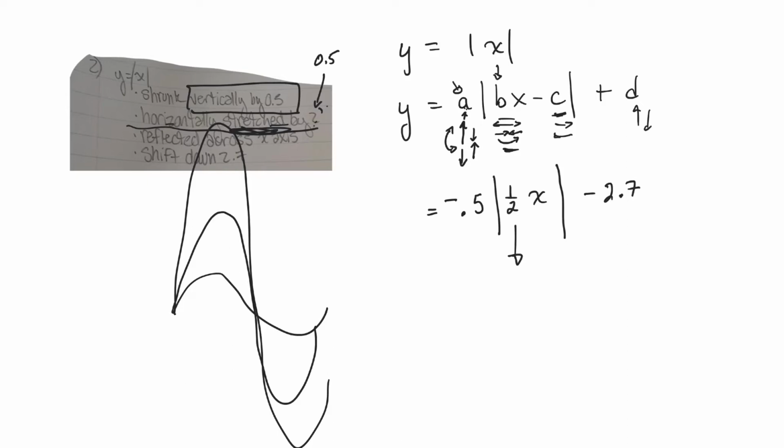So if they could have said horizontally squished by a factor of 2, that might be more helpful. If they said horizontally squished by a factor of 2, then I would have put a 2 in for B. But if it says horizontally stretched, if the thing's being stretched, the smaller the number gets toward 0, like a half, that's what's going to stretch it out. All right, hopefully that helps.